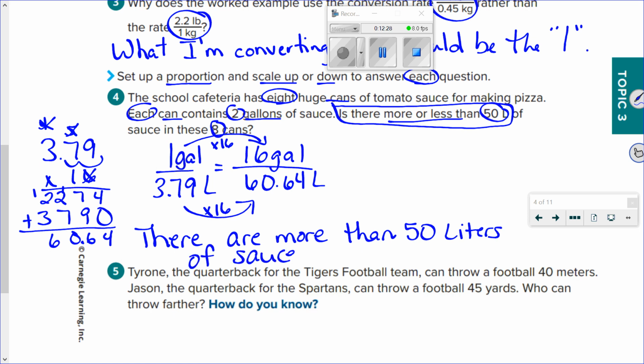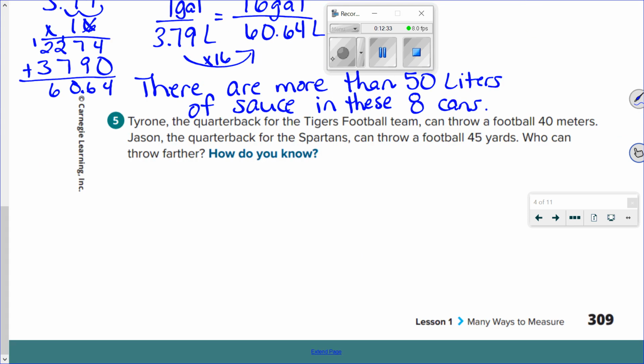All right, so you have about 2 minutes, 3 minutes to work on the next problem. It says, Tyrone, the quarterback of the Tigers football team, can throw a football 40 meters. Jason, the quarterback for the Spartans, can throw a football 45 yards. Who can throw farther? And how do you know? So let's start with what 2 units are we talking about in our problem? Meters and yards.